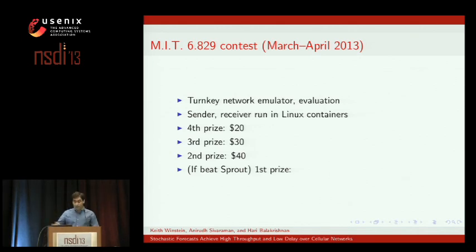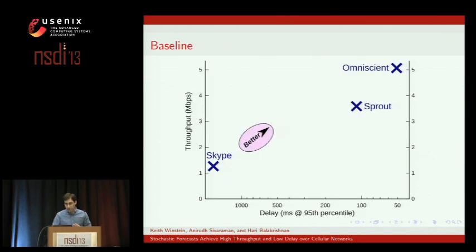And we had prizes. We said 4th place, $20, 3rd place, $30, 2nd place, $40. And then if you actually beat Sprout, there's the grand prize, which is that you get to be a co-author with me and Anirudh on our next NSDI paper. And when we announced this, there was something of a pause in the class, and they asked, could we just get the money? But I think this is awesome, and I hope that they beat us. We haven't finished the results.